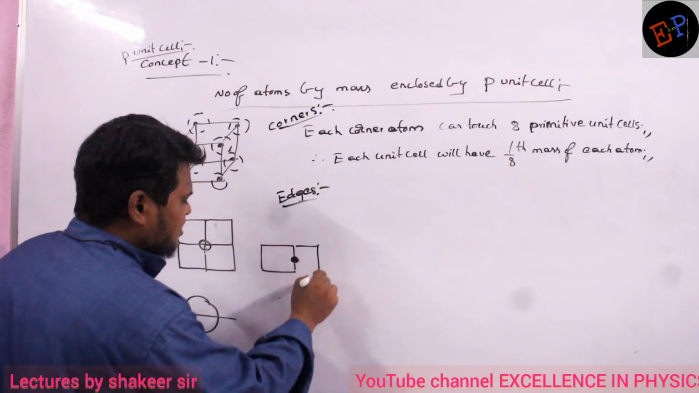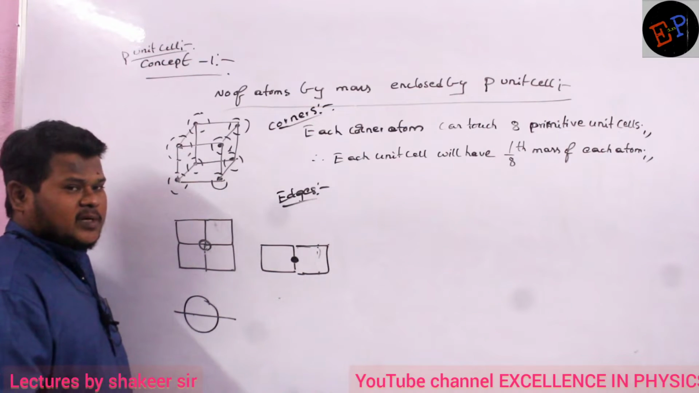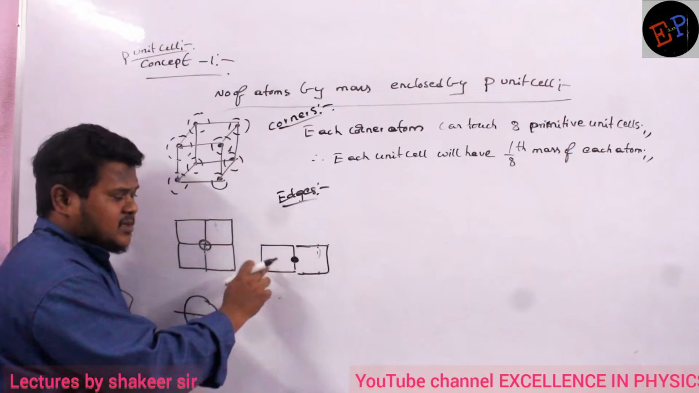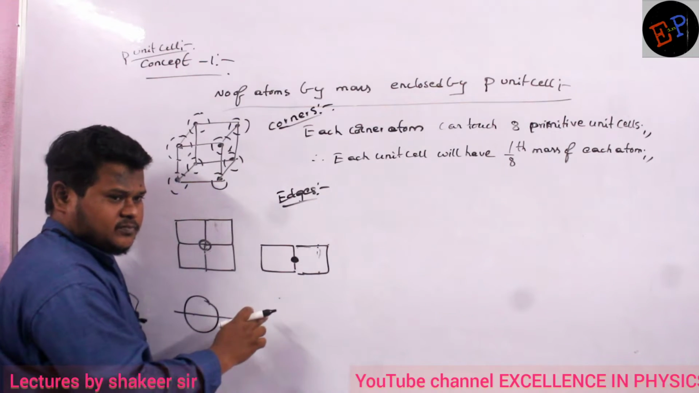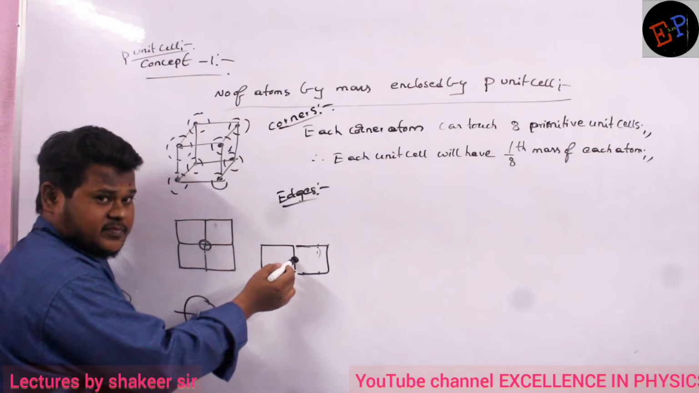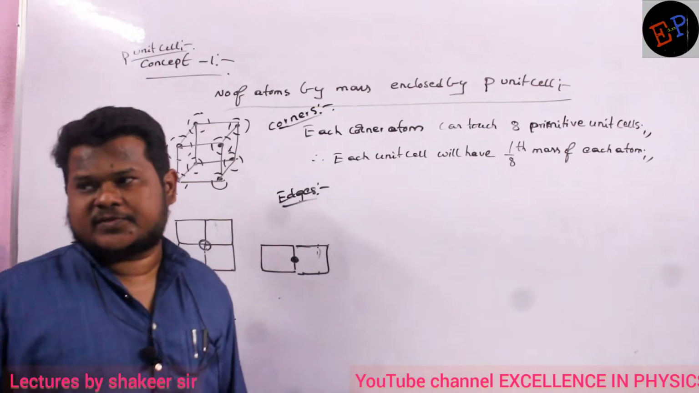Here there is one more cell. So it is touching total how many cells? 2 cells. Clear, no? And above these 2 cells I place one more 2 cells. Then it will be totally surrounded, no? Are you able to understand, ma? So when atom is present at the edges, then that cell can touch 4 primitive unit cells.